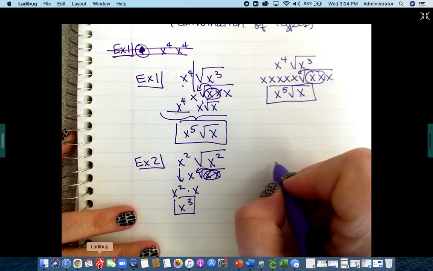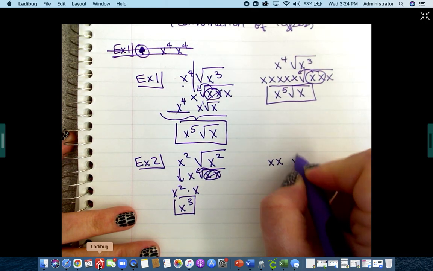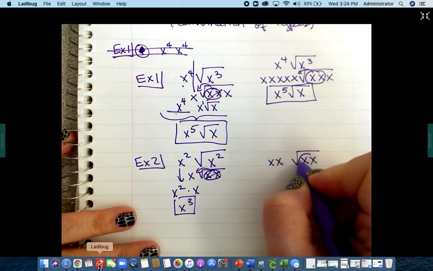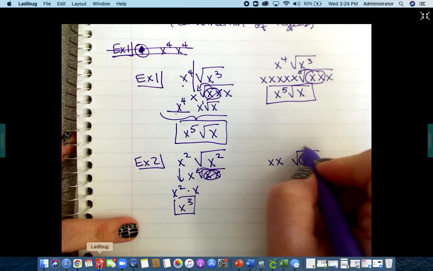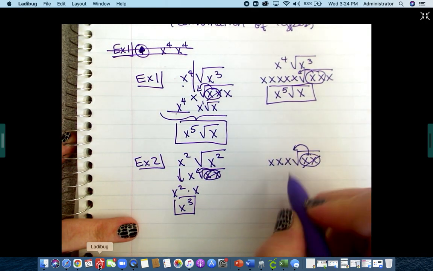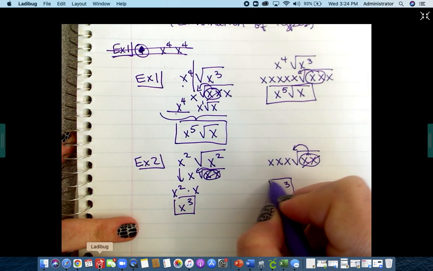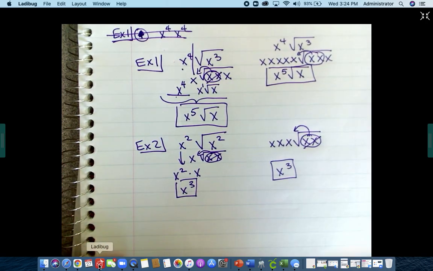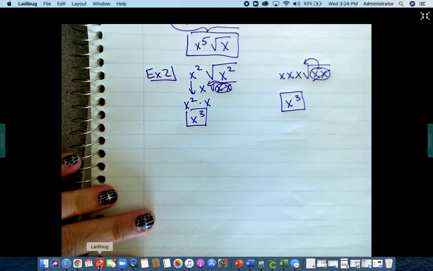But if you liked it better this way, there were 2 x's times the square root of 2 x's, where when we formed one pair, 1 came out. And that leaves us with x cubed. So decide which method you like.